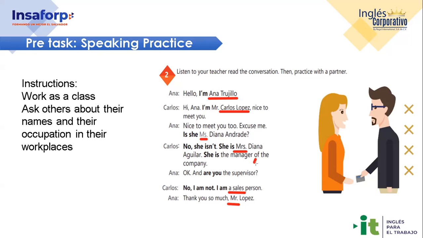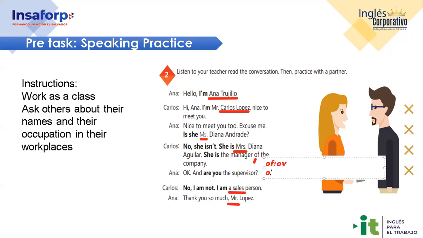Okay, well done. Congratulations. Just check this one. Of, this is of. Acá la pronunciación de esta palabra es of, con V. Okay, so be careful with that.